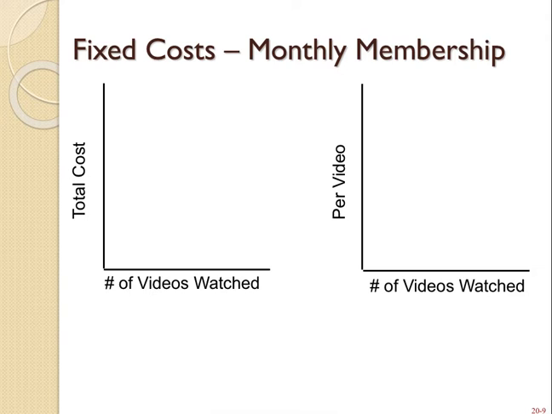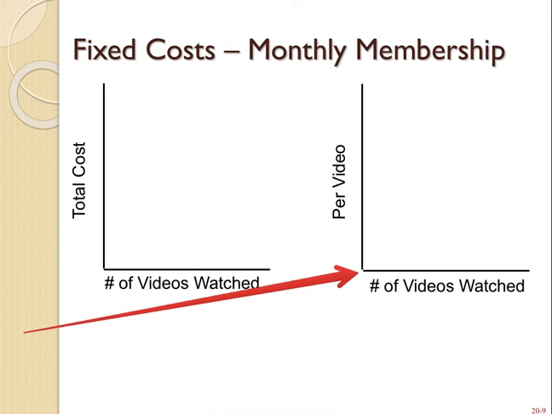So first we're going to look at the monthly membership, and I want to explain these graphs real quickly. The way that the graphs work, there's two graphs for each type of cost. Okay, the first graph is going to look at total cost. So the total monthly membership for the month is on the vertical axis, and on the horizontal axis is the volume, or the number of videos watched, right? Because volume has to do with quantity. So what happens to our cost as we watch more videos?